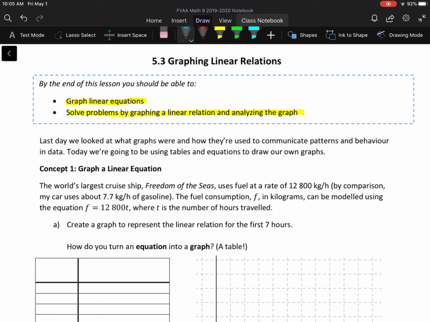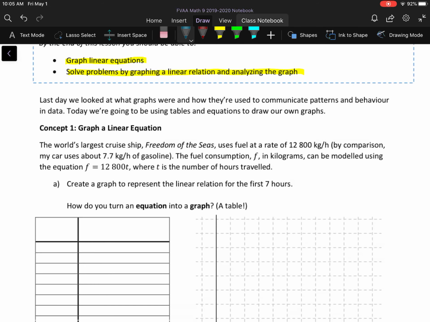It's not enough for us just to be able to draw a graph. We also have to know what we're drawing and be able to interpret what it's all about. Last time we looked at what graphs were and how they were used to communicate patterns and behaviors in data. We learned how to interpolate and extrapolate. Today we're going to be using tables and equations to draw our graphs.